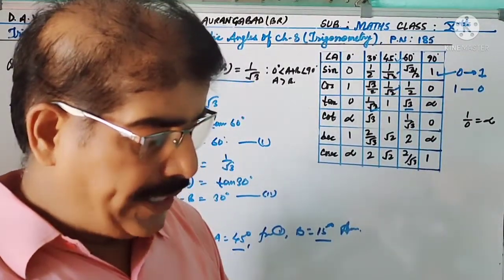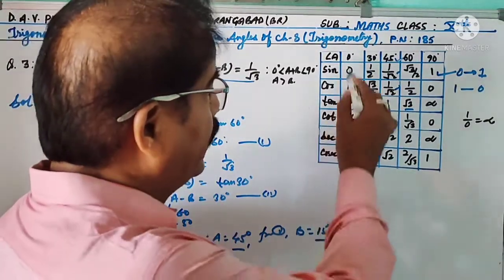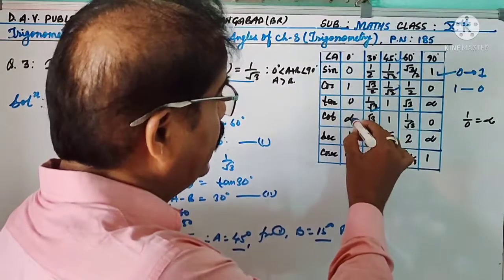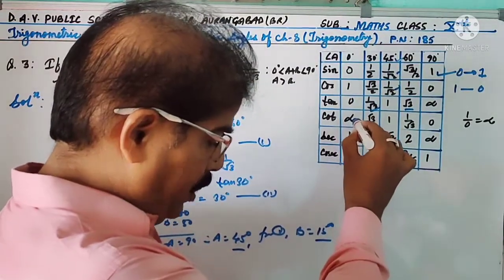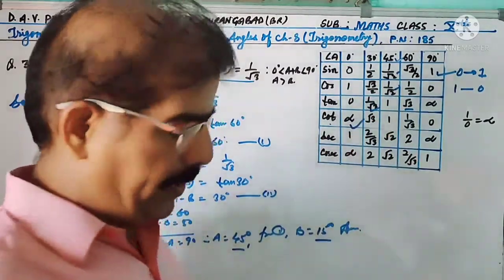And fifth, cot A is not defined for A equal to 0. So yes, cot A is not defined for A equal to 0, since cot 0 is not defined.